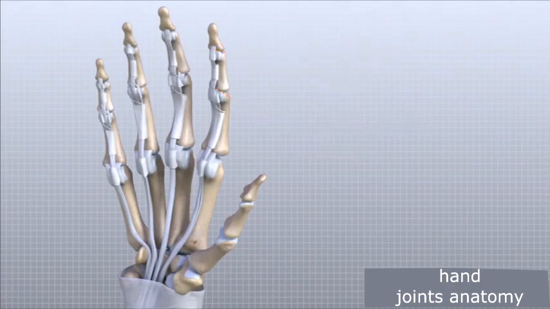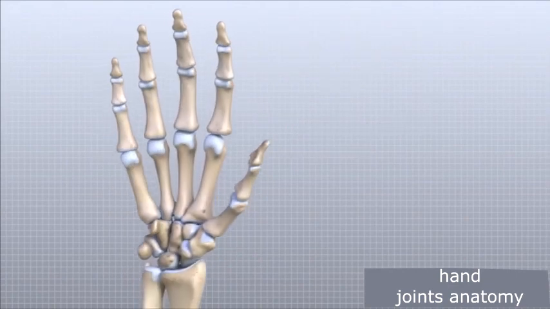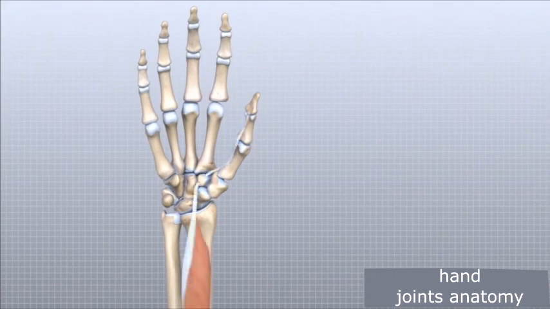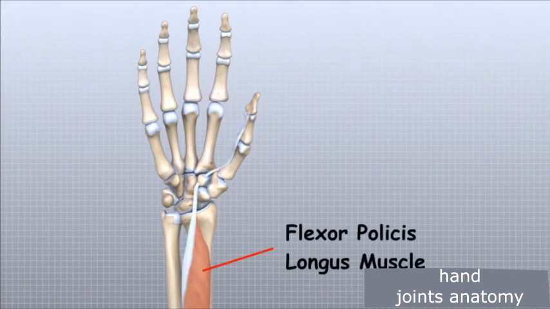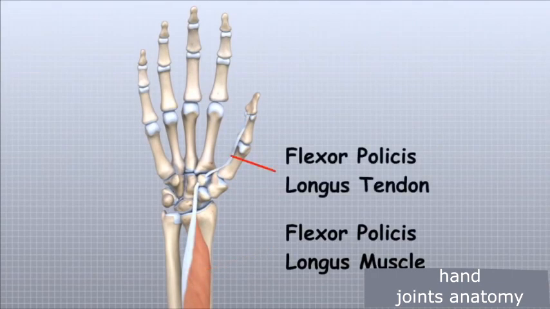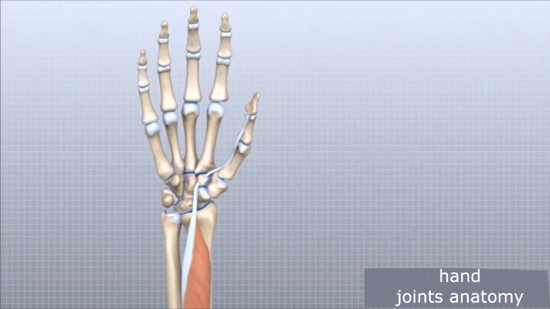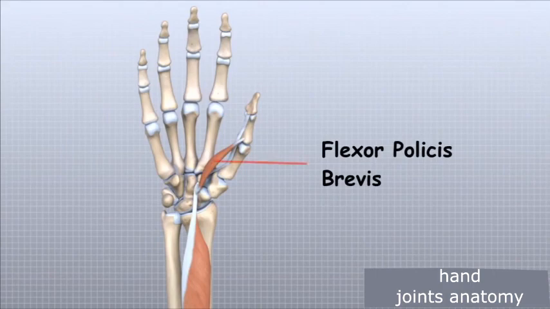The thumb is a bit different because it has only two phalanges. Flexor pollicis longus begins in the forearm. Its tendon connects to the distal phalanx of the thumb. The flexor pollicis brevis muscle begins in the wrist and its tendon connects to the base of the proximal phalanx of the thumb.